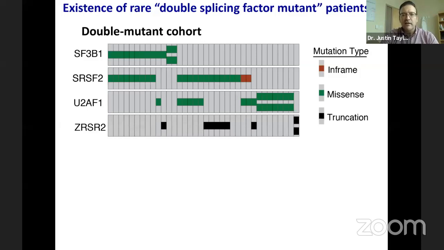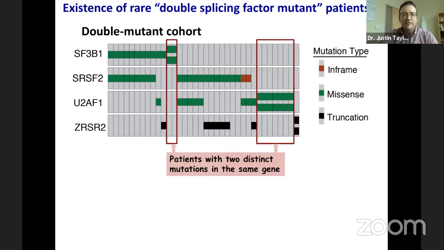Looking at this quote-unquote double splicing mutant cohort, we identified 32 patients, and you can see there's a combination of all the various splicing factor gene mutations seen. And we had some patients that had 2 distinct mutations in the same gene, such as those shown here.